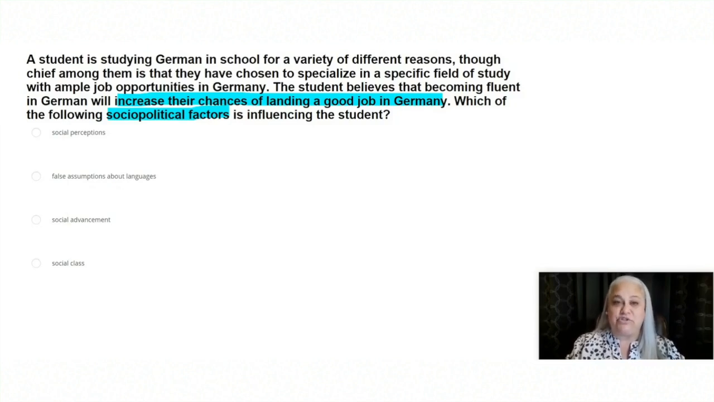And the final option, social class. We know that when we're talking about social class, we're referring to middle class or high class based on your job. And although the particular job that you have could influence and impact where you stand in social class, it does not necessarily have anything to do with the factor that's influencing the student in terms of choosing a career. So the best choice for this particular question is social advancement.